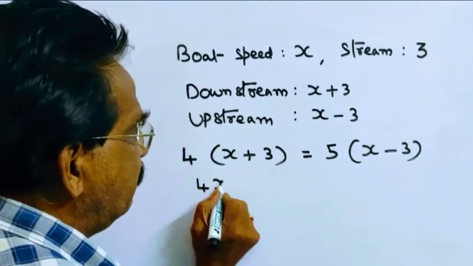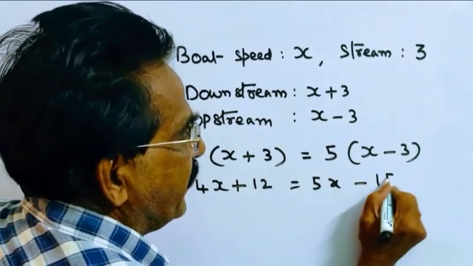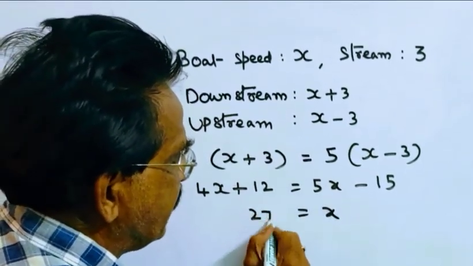So 4x plus 12 is equal to 5x minus 15. 5x minus 4x, x is equal to 27 kmph, friends.